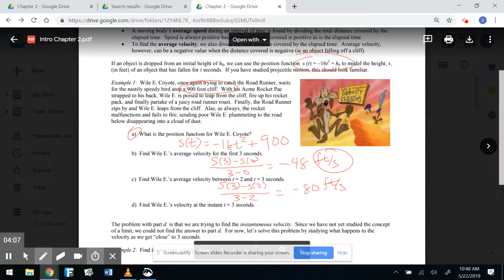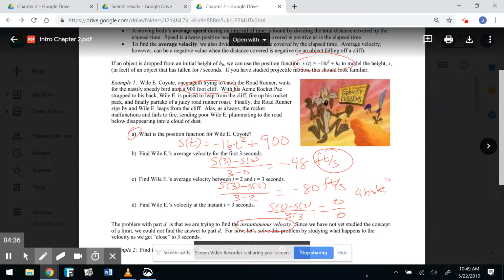Now, D is a little bit different. It's asking us what Wile E.'s instantaneous velocity is at t equals 3. Nothing to compare that to. The only way I could do this using an average rate of change would be s of 3 minus s of 3 all over 3 minus 3. Something crazy happens, right? We get a little 0 over 0. Graphically, it looks like a hole or a removable discontinuity.